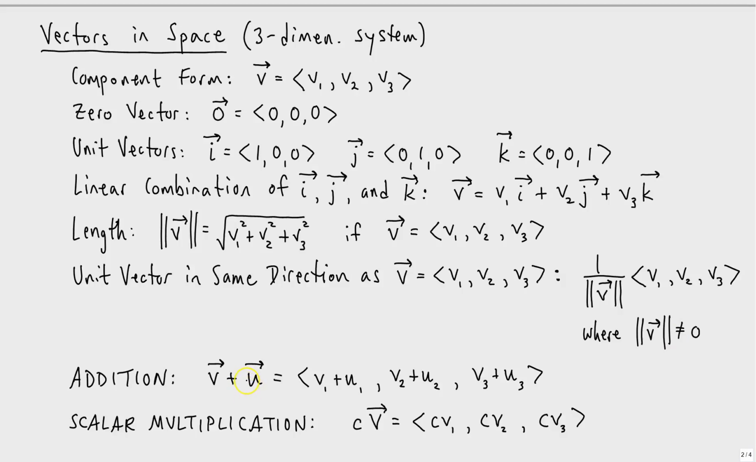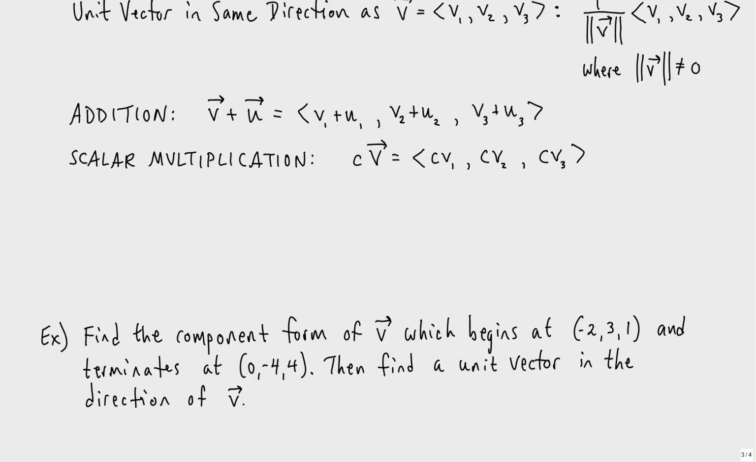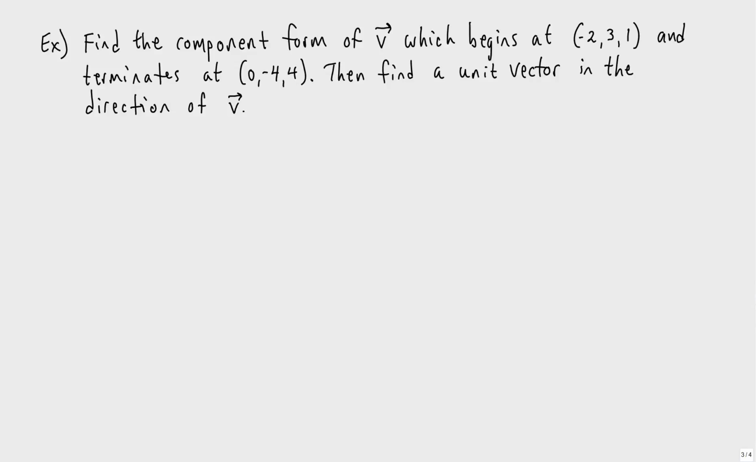To add two vectors in 3-dimensional space, you just add their components, and for scalar multiplication in 3 dimensions, you just multiply each component by the scalar c. So no surprises here. Alright, so let's practice with that.